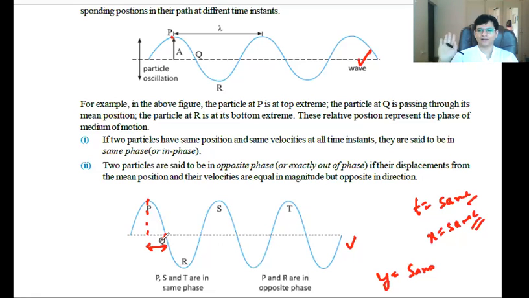Phase is angle, yes or no? Then tell me, what's the difference between P and Q?